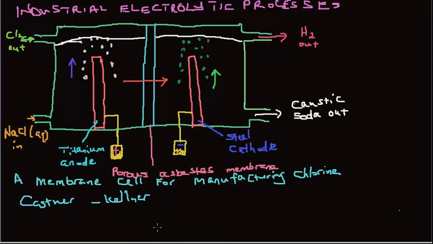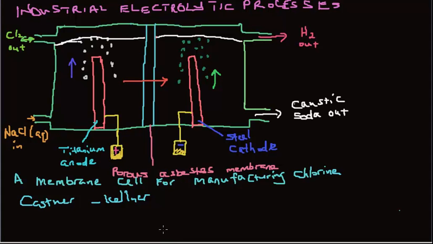However, this particular chemical electrolytic process is no longer in use. Why? Just because the mercury which is being used in this particular process is highly toxic, and mercury waste is extremely harmful to the environment. So this particular process is being phased out in preference for the membrane cell.